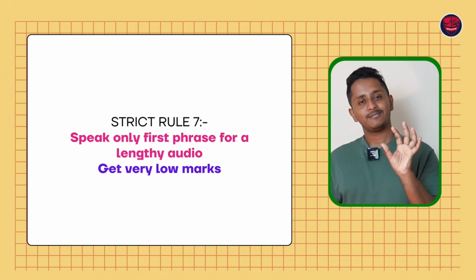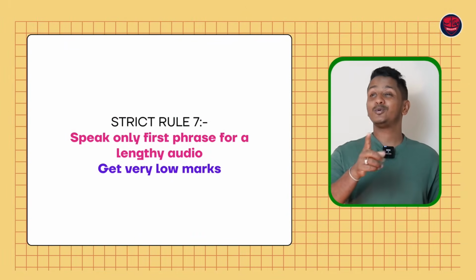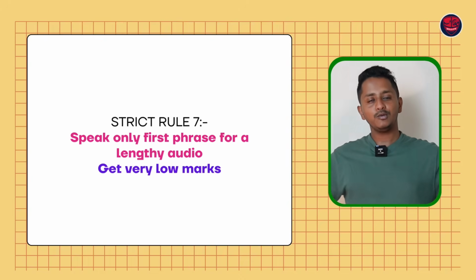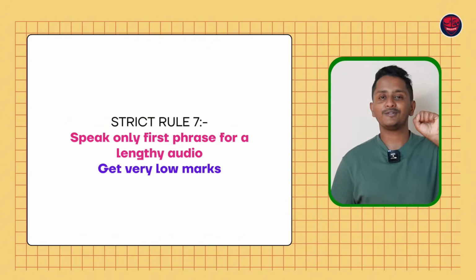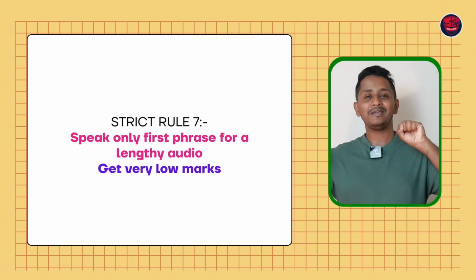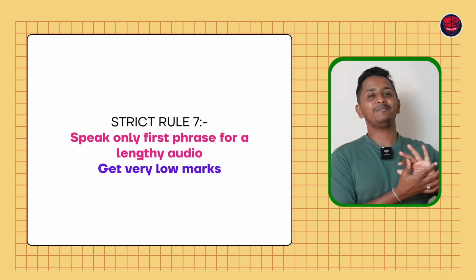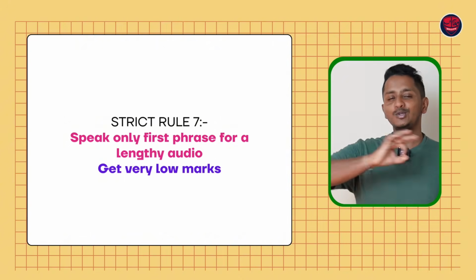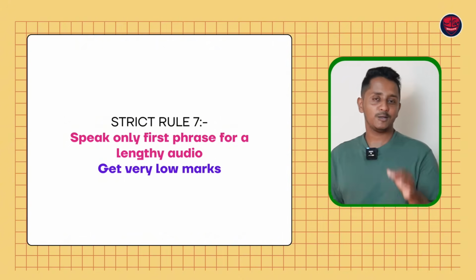The strict rule number 7, speak not only the first phrase. If the audio is short, I told you don't just speak half. If the audio is lengthy and still you spoke only the first 3-4 words, the first phrase, and did not speak the rest, thinking you have spoken 50%. Remember, if it is less than 50% matching, you would not be getting any scores. Most probably it's going to be 0.